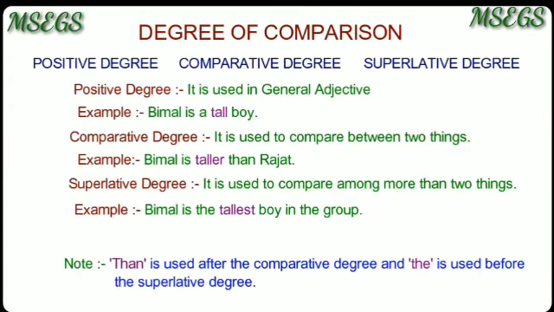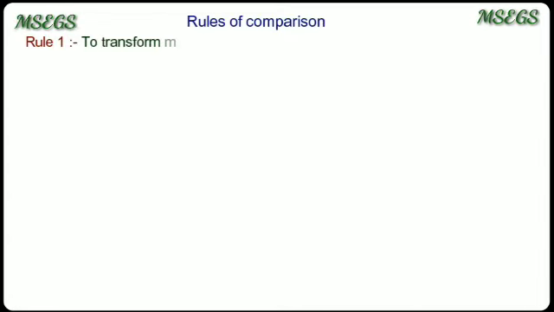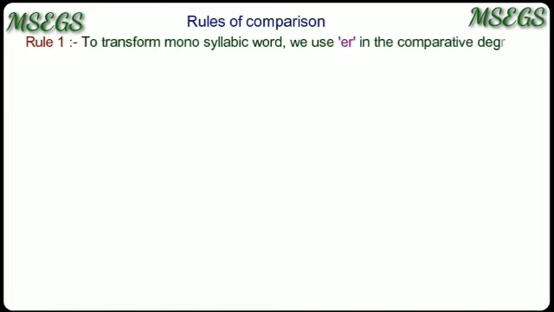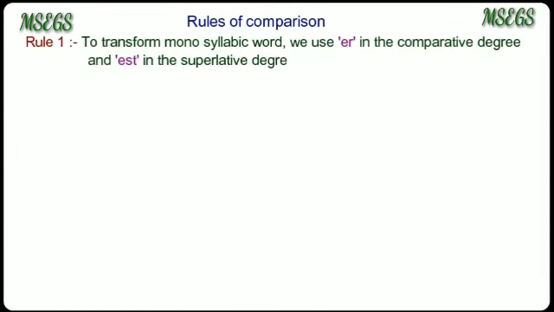Now look, than is used after the comparative degree and the is used before the superlative degree. Now rules of comparison. Rule number 1, to transform monosyllabic word we use er in the comparative degree and est in the superlative degree. Before that we have to understand what is monosyllabic word. Monosyllabic word actually is that in which only one vowel sound is there.